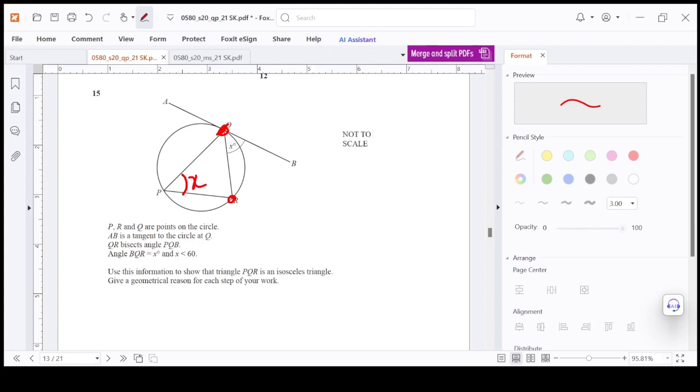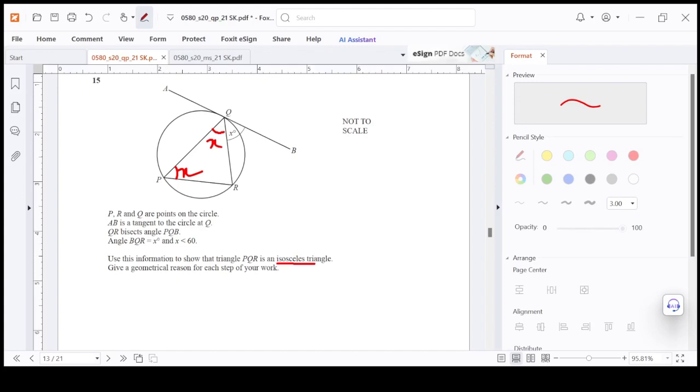P, R, Q are points on the circle. AB is tangent to the circle at Q. QR bisects the angle PQB. Okay, so QR bisects the angle. That means it cuts it into 2 equal parts. So that means this is also x. This is x because of angle bisector. This is x because of alternate segment theorem. Use this information to show that triangle PQR is isosceles. Give geometric reason for each of your answers.